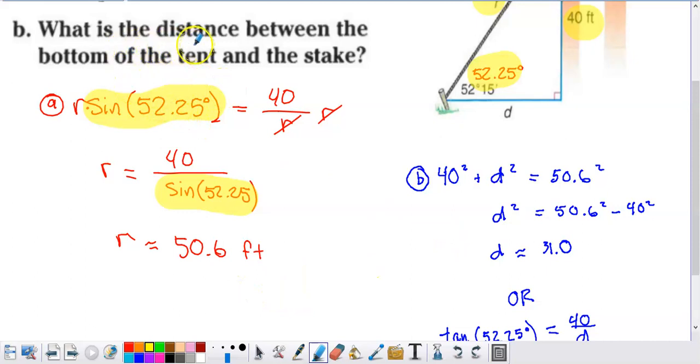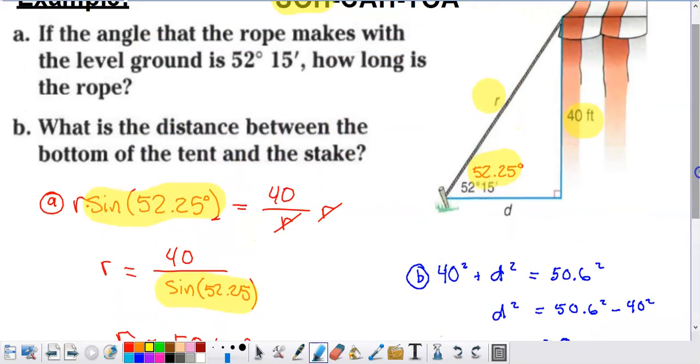So part B says, what is the distance between the bottom of the tent and the stake? So that is on this triangle labeled as D. What I'm going to do is get rid of this highlighting that we used here in part A. I'm going to leave the 52.25 degrees highlighted. I'm still going to work with that angle.